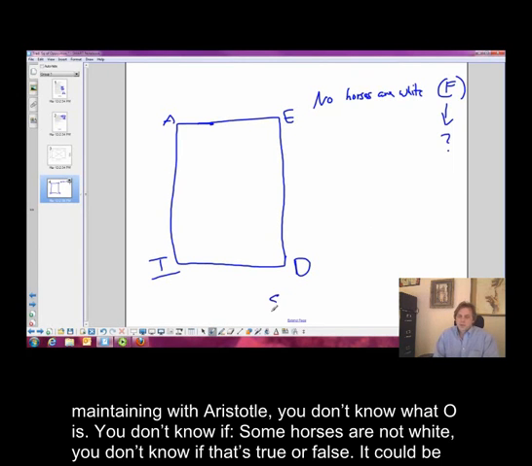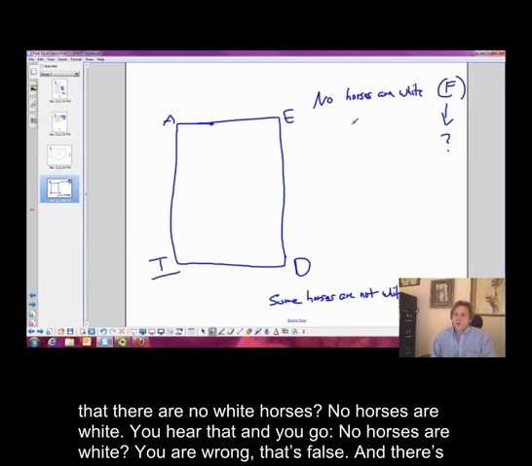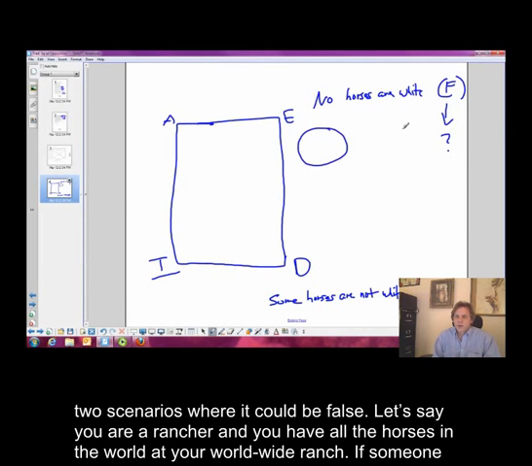You don't know if some horses are not white. You don't know if that's true or false. It could be true or false, and you're going to go, well, why? Well, I'll show you. Let's go back up here. So let's say you hear someone say, hey, did you know that there are no white horses? No horses are white. You hear that and you go, you're wrong. That's false. And there's two scenarios where it could be false, okay?